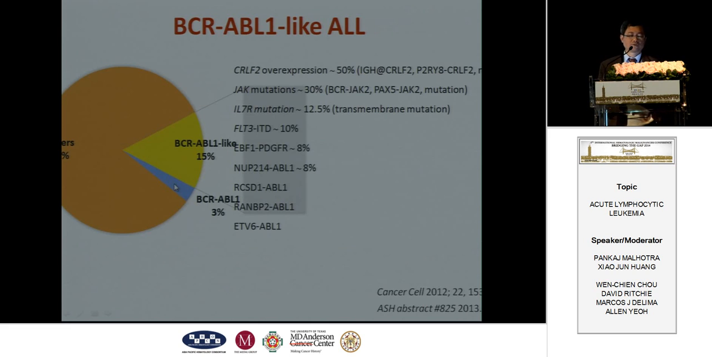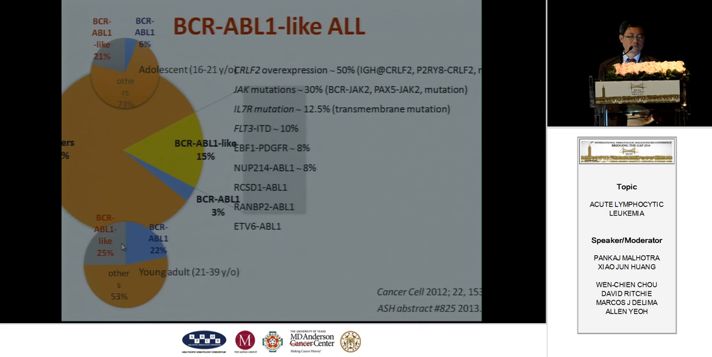An epidemiological study has shown that in childhood ALL, BCR-ABL1-like disease comprises up to 15% of patients, compared with only 3% with BCR-ABL1. And subsequent epidemiological studies show that BCR-ABL1-like disease can be up to 21% in adolescents and even up to 25% in young adults. So it seems that in young adults, about half of the patients harbor either BCR-ABL1 or BCR-ABL1-like disease. And recently, high-throughput sequencing has been used to analyze the genetic changes in this group of BCR-ABL1-like disease.